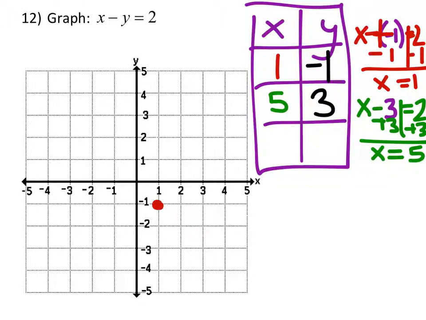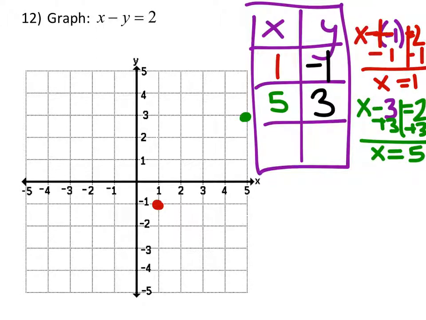So that gives us a point 5, and then up 3. So that's another point on this graph. So we can already see the pattern. If we were to connect these 2 points, we'd get a line somewhere in this area, okay? Now, we still need a third point because it told us that we needed the third one. So let's find one.